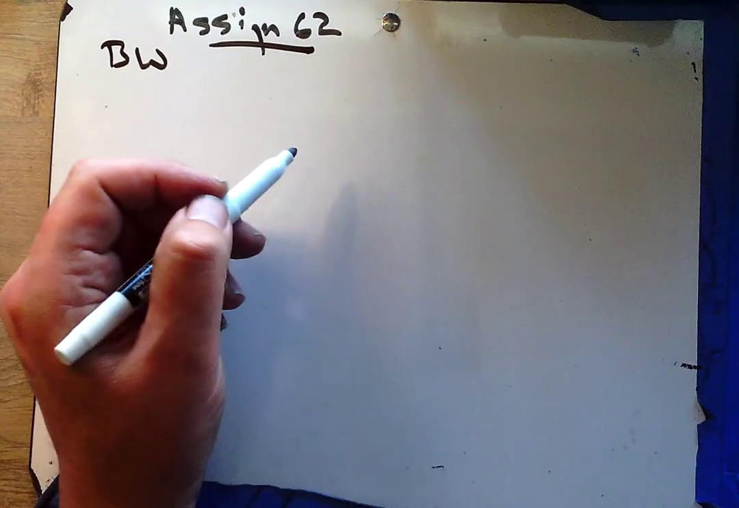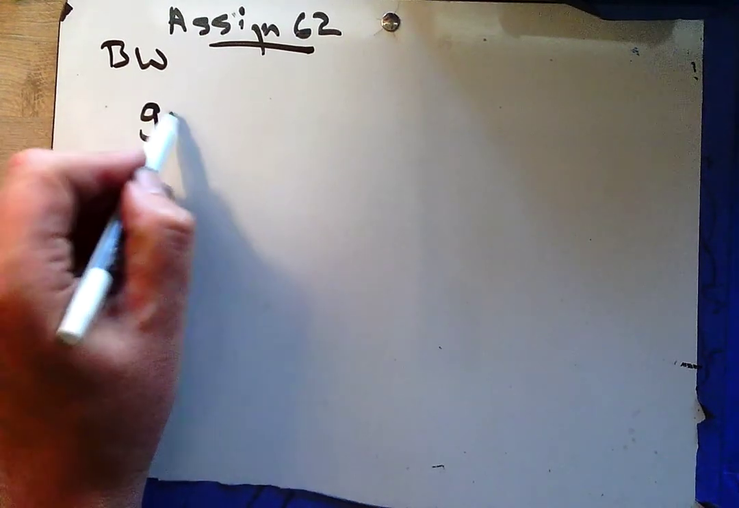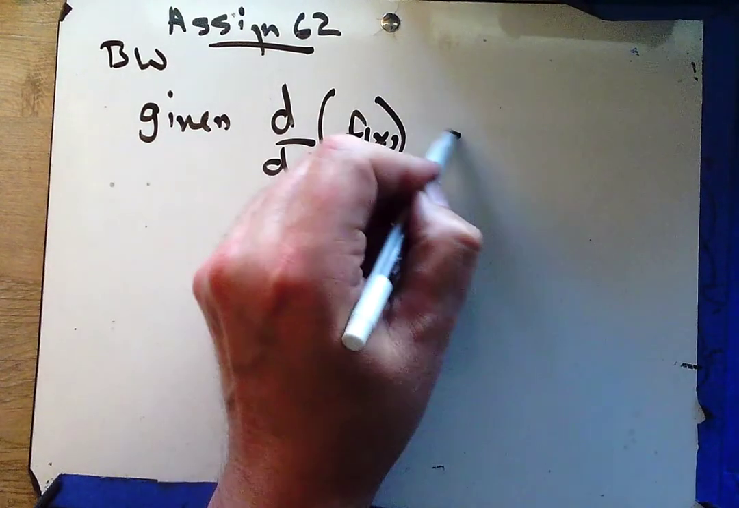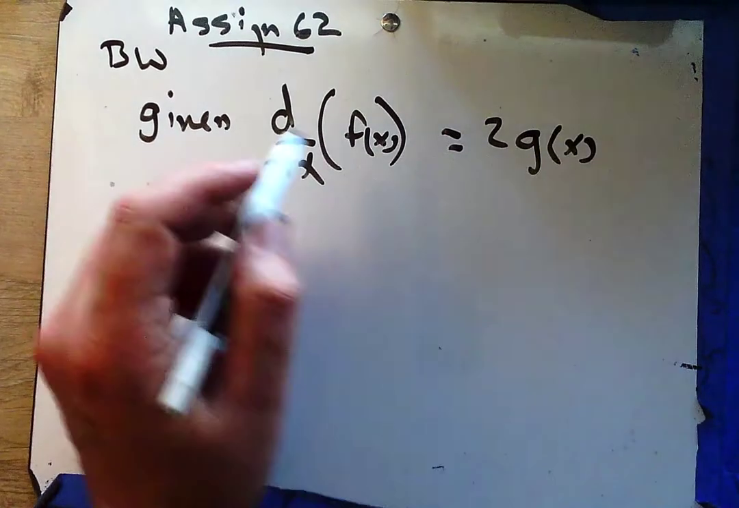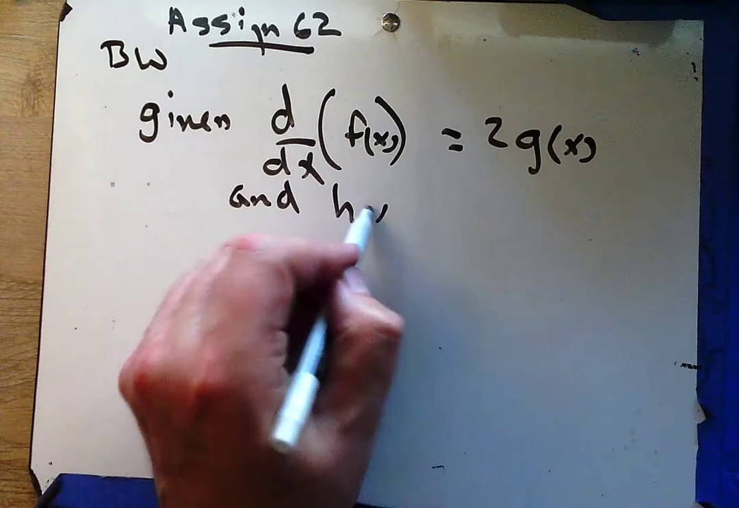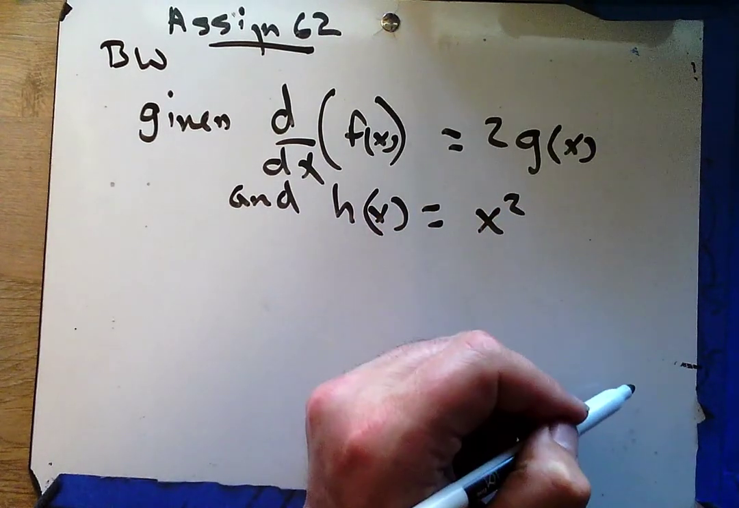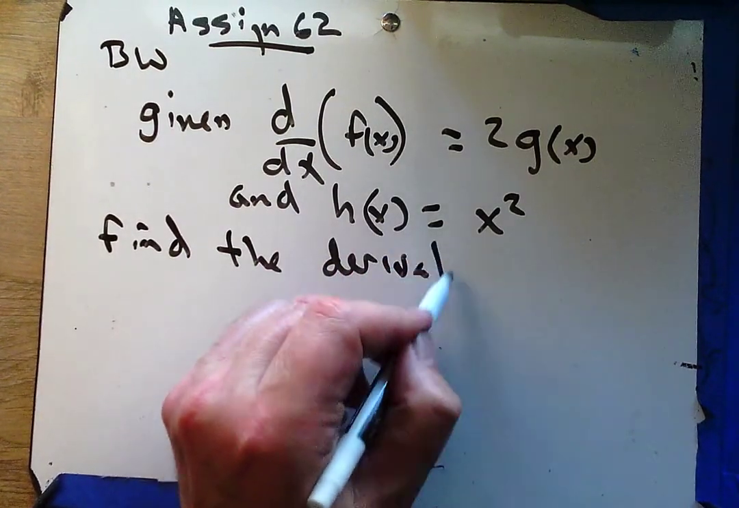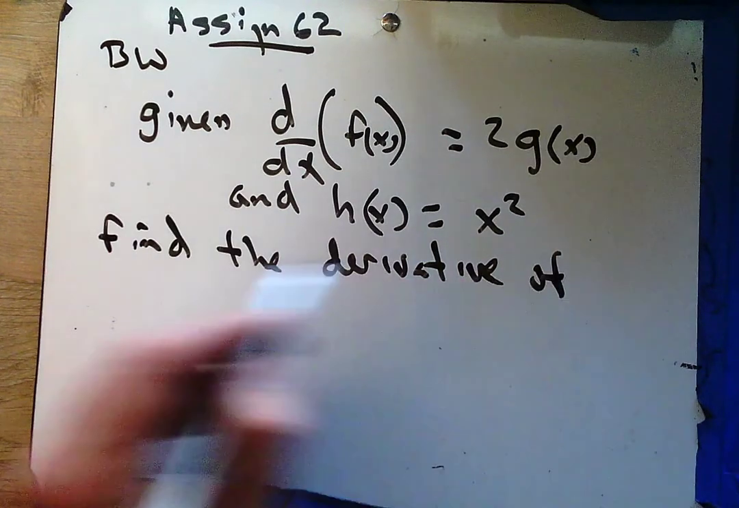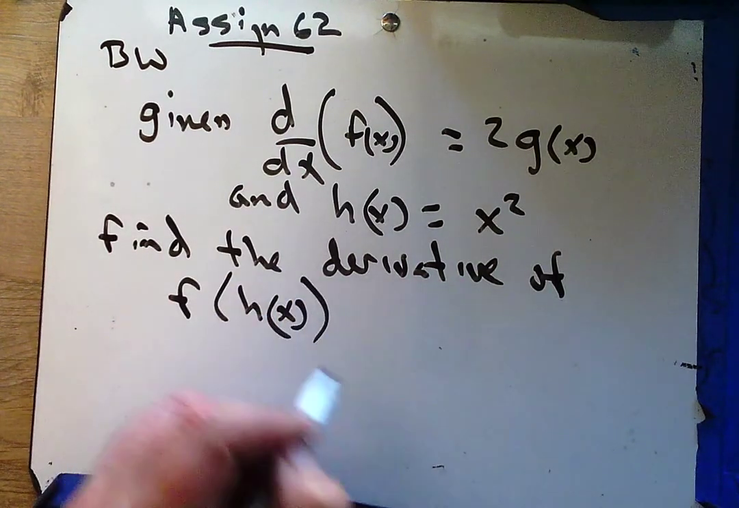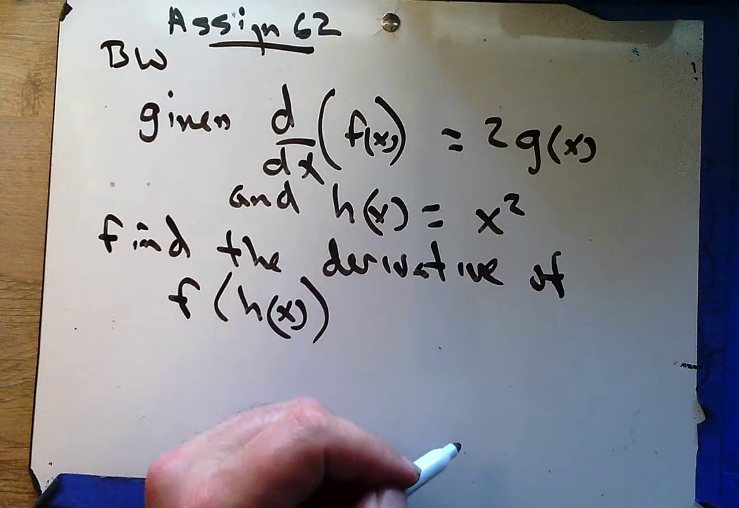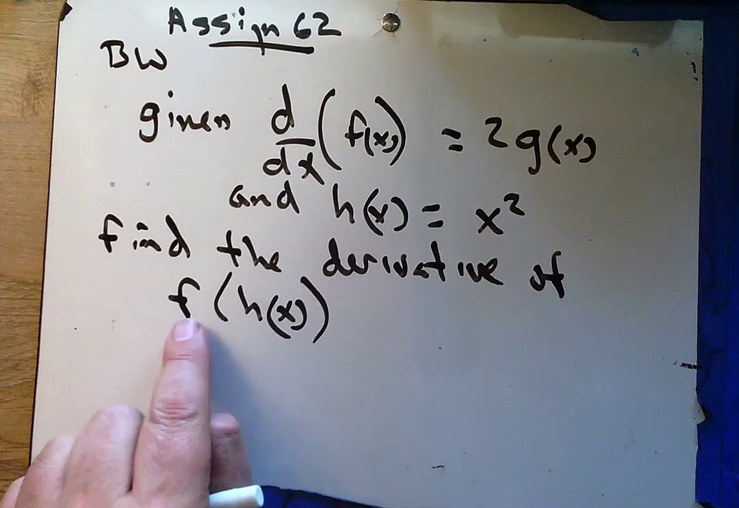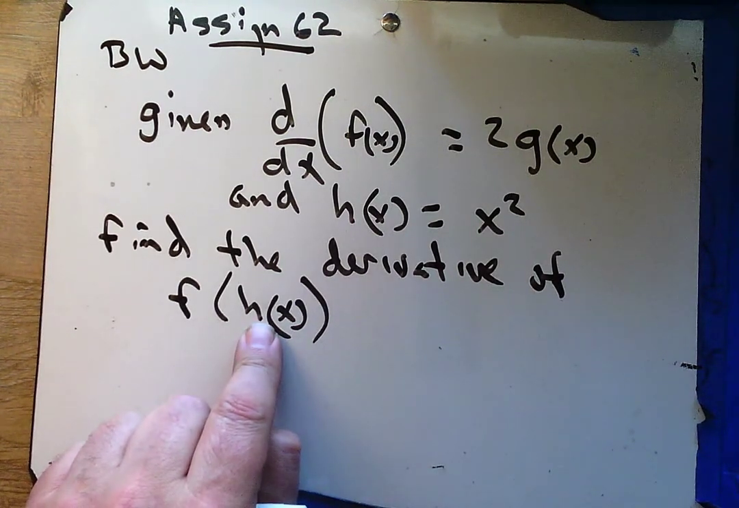62. Okay, given d/dx of f(x) equals 2g(x), and h(x) equals x squared. Find the derivative of f of h of x. Okay, so what's that going to look like? F eats h.